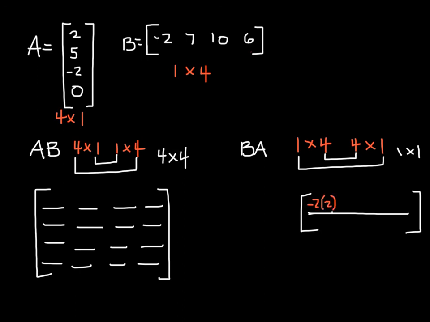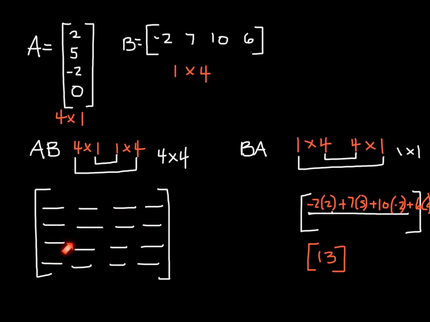plus 7 times 5 plus 10 times negative 2 plus 6 times 0. And I'm going to get negative 2 plus 35 is 33 minus 20 is 13 plus 0. So this should give me 13. Isn't that weird? Okay, so I'm going to trust my math over here on the left, and assume it's a 4 by 4.